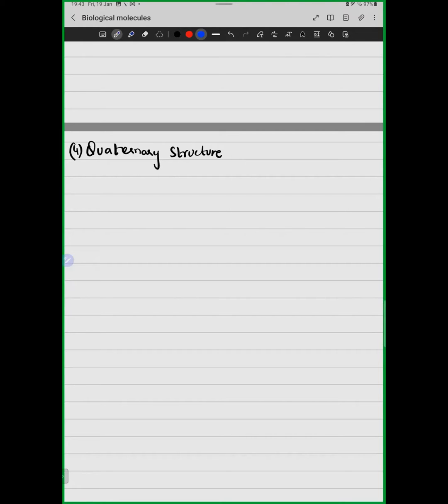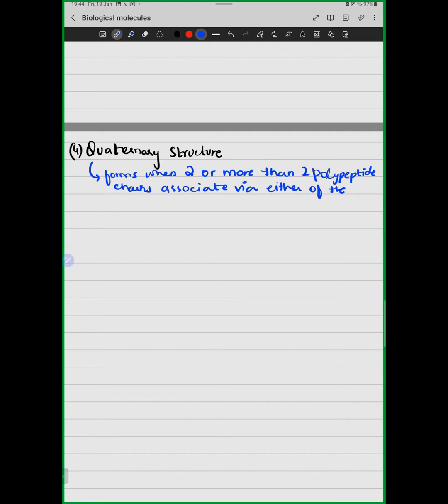So first let me write the definition for this. Quaternary structure forms when two or more than two polypeptide chains associate via either of the following four bonds. And what are the following four bonds? They are exactly the same four bonds that we discussed above. Between, okay, I'm leaving a fill in the blank here. I want you guys to tell me, between what are these bonds forming?